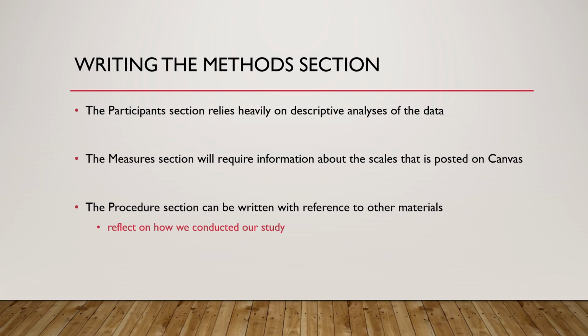And then you have the procedures section, which describes the whole survey. So whereas the measures section only has the details for the ones that you are analyzing, the procedures section can reference that there were other variables assessed. There's a kind of comprehensive survey that was sent out, but you're reflecting on the process of conducting the study, not so much the individual measures that you were using.